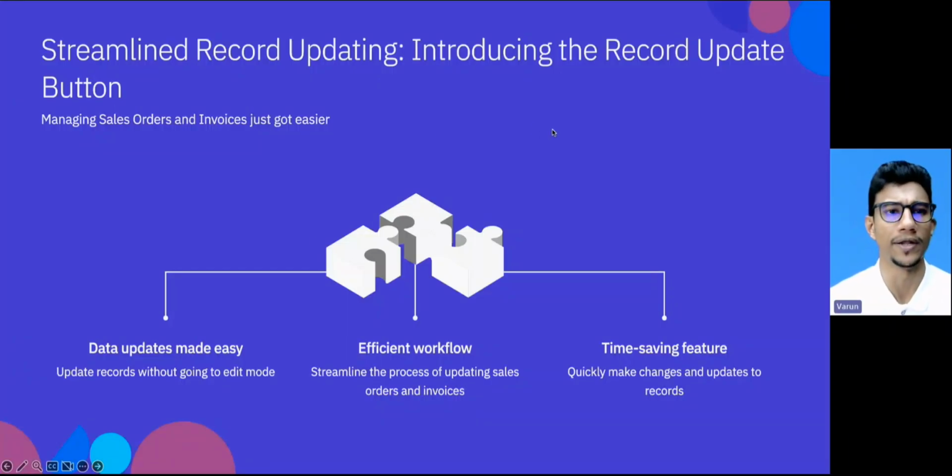Streamlined Record Updating, introducing the record update button. So here we have introduced a record update button for two modules, two bills to be precise. That is a sales order and invoice. The advantage is data update made easy: update records without going into the edit mode. It gives an efficient workflow, streamlining the process of updating sales orders and invoices, and it is a time saving feature as well.